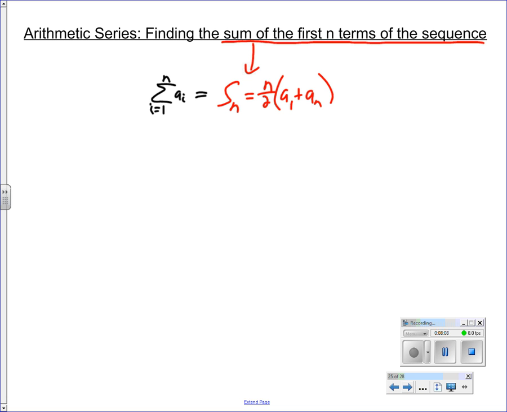Notice that within this formula we actually have to use another formula, because to find the nth term, we have to use the explicit formula for an arithmetic sequence, where we find the nth term by starting with the first term and adding the common difference n minus 1 times. So it's actually a formula within a formula here. You need to know both of these in order to find the sum.